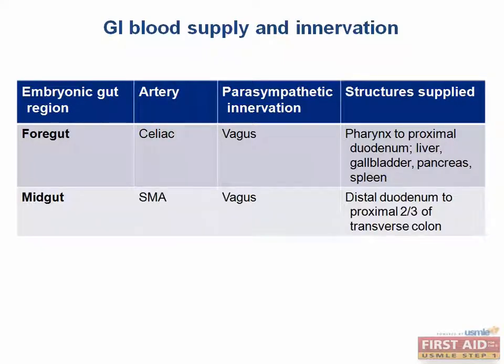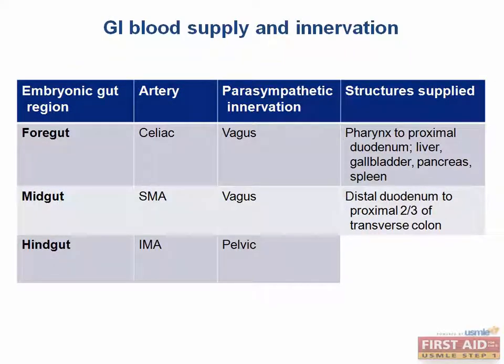Next is the midgut, which consists of the distal duodenum to the proximal 2/3 of the transverse colon. This means the entire small intestine and ascending colon are included. And all of these are supplied by the SMA and innervated by the vagus.